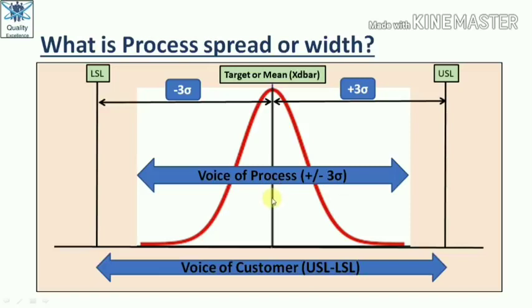If this is the target value, on this side it will be minus 3 sigma, and on this side it will be plus 3 sigma. So this is our process spread or process width. It is also known as the voice of process, and it is 6 sigma, meaning minus 3 sigma on this side and plus 3 sigma on the upper side.